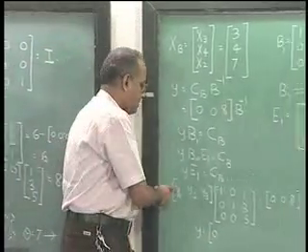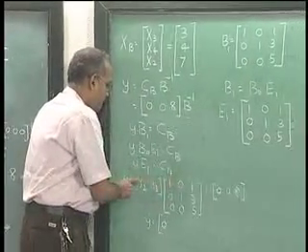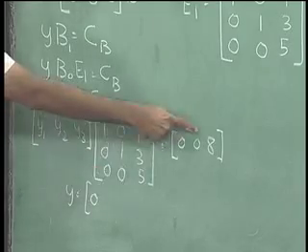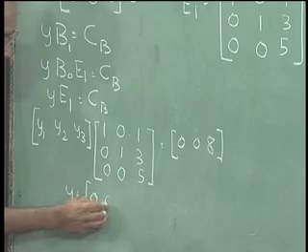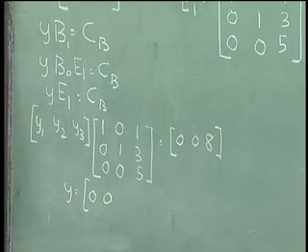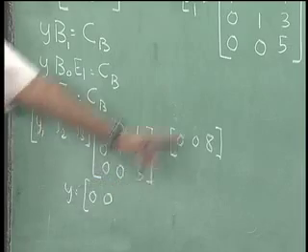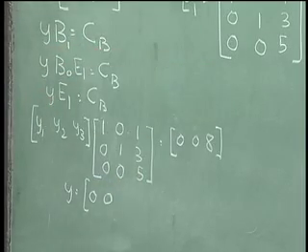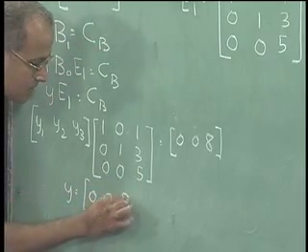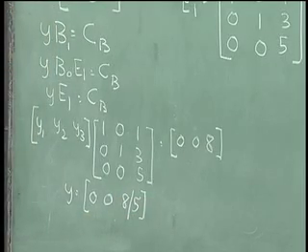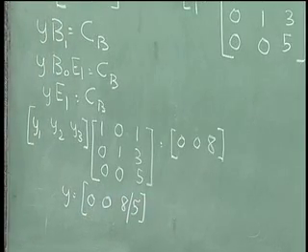From the second one, 0 y1 plus 1 y2 plus 0 y3 is equal to 0 would give us y2 equal to 0. y1 plus 3 y2 plus 5 y3 is equal to 8 would give us y3 is equal to 8 by 5. So, y value is 0, 0 and 8 by 5.